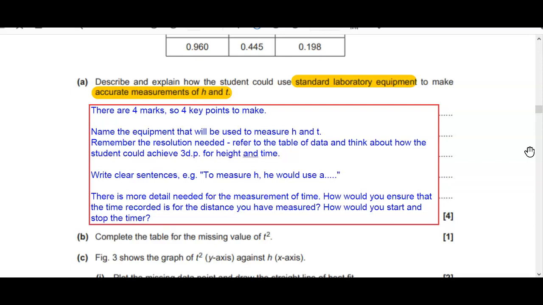And you just need to write clear statements, as it indicates there, to show how you would word that in the answer. The next 2 marks are more to do with the detail of the timing, because it's important that you can show that you know how the timing will be for the distances that you've measured. So for example, how will you start the timing, how will you stop it, and what will you connect your timer to in order to record the data. So you should be able to get 4 marks without too much trouble there, but try to give your statements in nice straightforward sentences. To measure h, he would use a, and then whatever the equipment is, and the same for the other quantity as well.